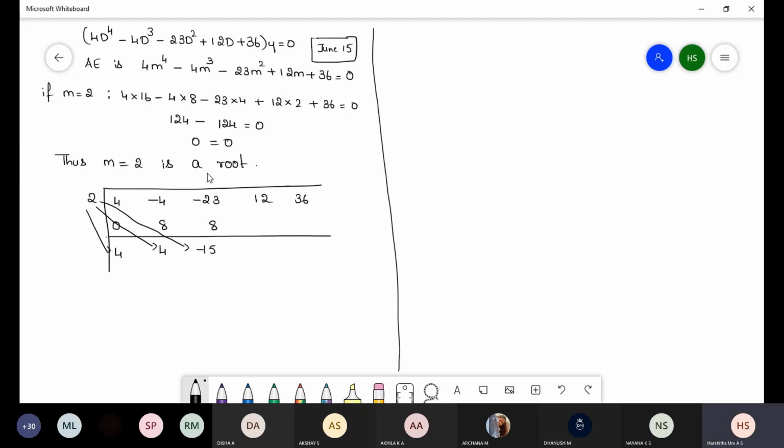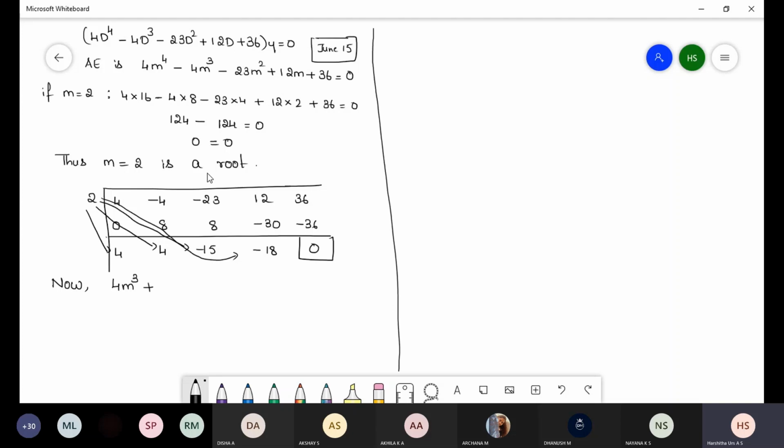2 into 15, minus 30. Minus 30 plus 12 is minus 18. Again, 2 into 8 minus 18 is minus 36. We got 0. Now we have to write one lesser degree because here we started with the degree 4. While writing, when we get 0, we have to do one lesser term, lesser degree.